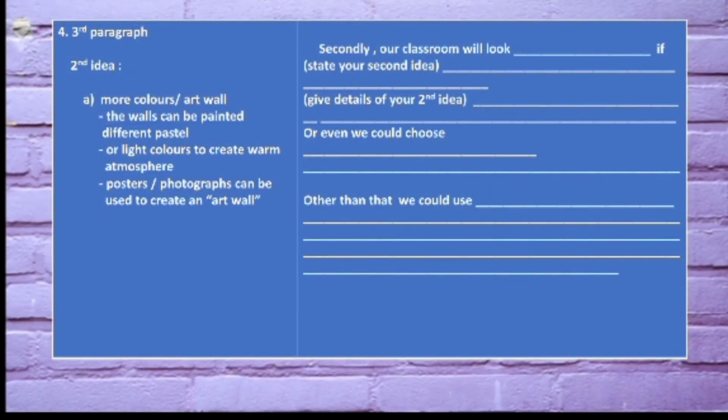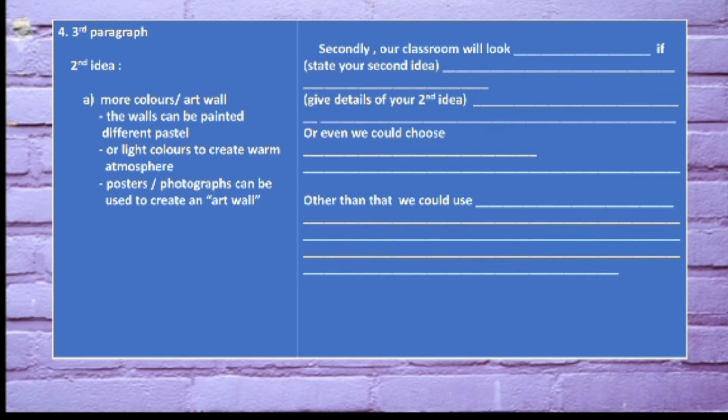Next is the third paragraph, which is the second idea. So the idea is more colors or art wall. So points: the walls can be painted different pastel or light colors to create a warm atmosphere. Posters or photographs can be used to create an art wall. So now let's have a look at the essay building.